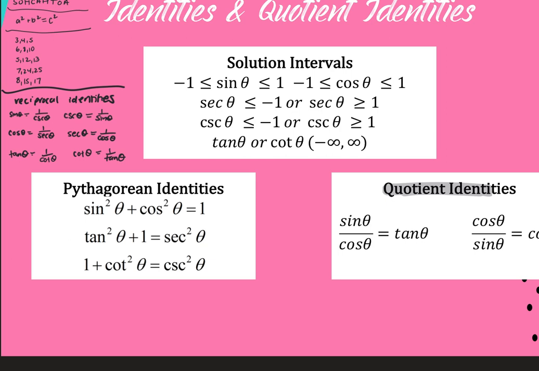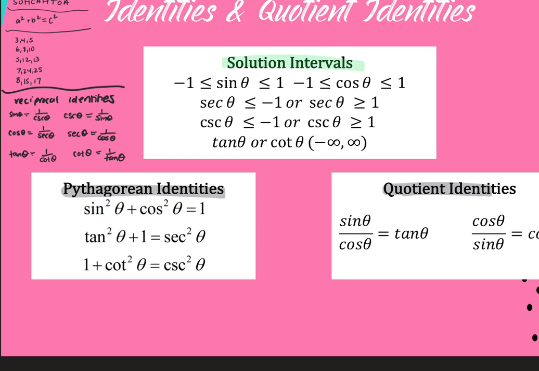Then we went to the Pythagorean identities. Sine squared plus cosine squared equals 1. Tangent squared plus 1 equals secant squared. And 1 plus cotangent squared equals cosecant squared. So after the notes today, I'll teach you a trick on how to remember those. And then the top is the solution intervals.